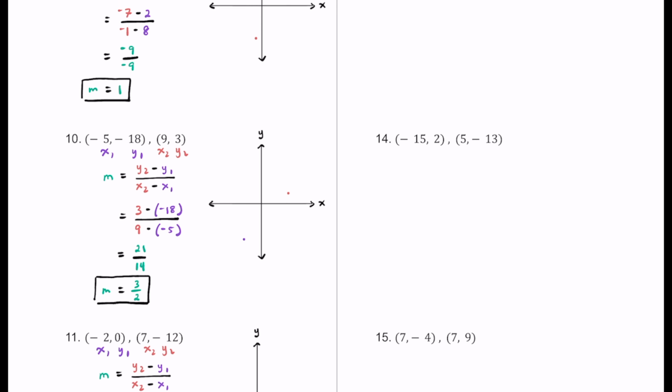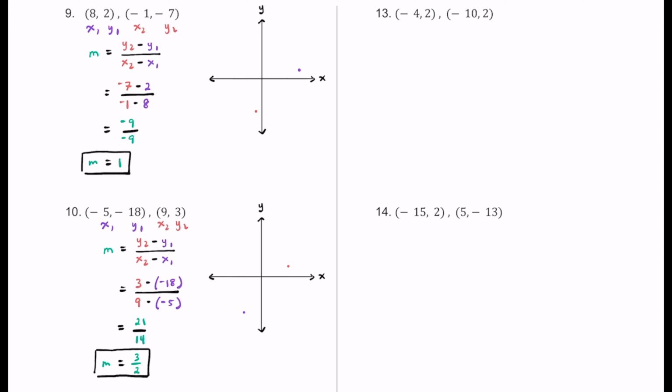For 13, let's see, we have -4, 2 and -10, 2. Now that we have these labeled, let's go ahead and substitute in. So for y2, we have 2, and let's take away y1, which is also going to be 2. So something interesting may be happening here. We have some matching values. And then for x2, we have -10. So let's have -10 take away our x1, which looks like -4.